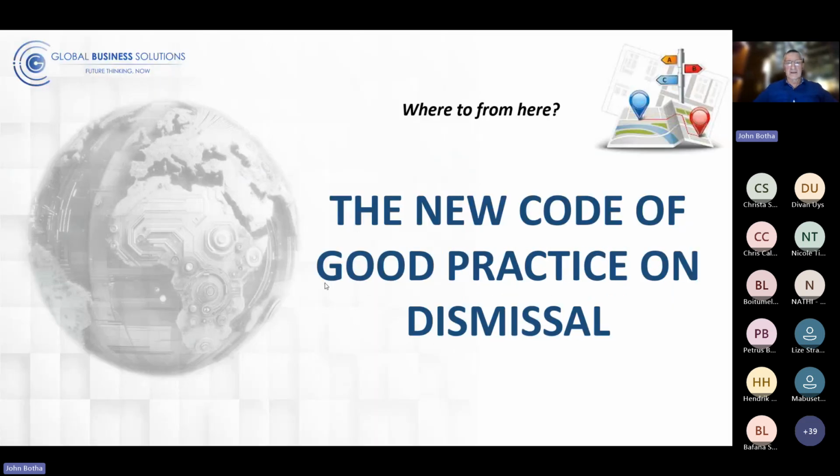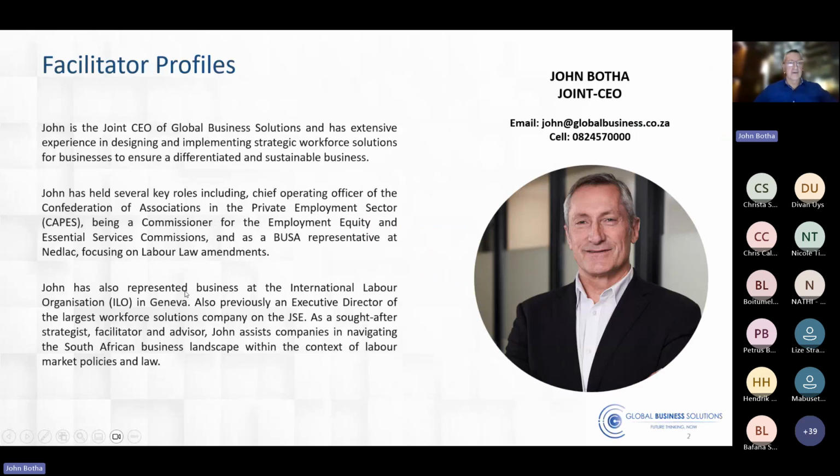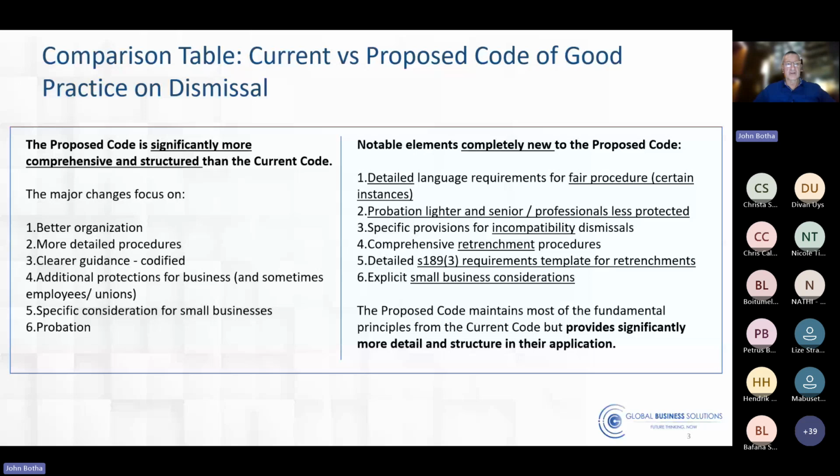So, colleagues, the new Code of Good Practice on dismissal, as I said, is a draft. And effectively, if we take a look at it, the proposed code is very, very much more comprehensive and structured than the current code. Colleagues, all of you will be familiar with Schedule 8 of the Labour Relations Act. Schedule 8 of the LRA currently covers dismissals for misconduct and incapacity. What we see here is a full revision of Schedule 8 of the LRA, and it's much more comprehensive. It contains a lot more guidance, and it is fully structured.